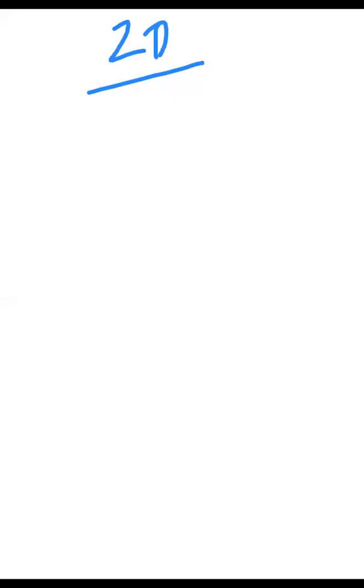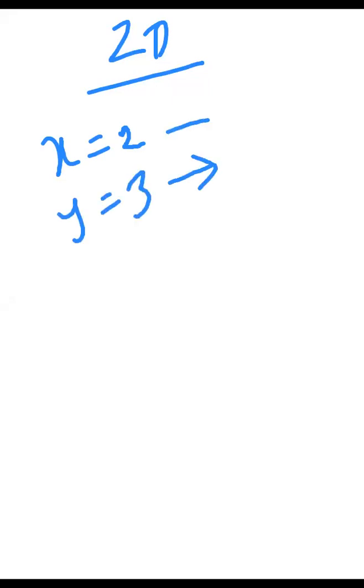System, the 2D coordinate system. If something is given like this, x is equal to 2 or y is equal to 3, what is it indicating? A line. Fixing one quantity will give you the line.